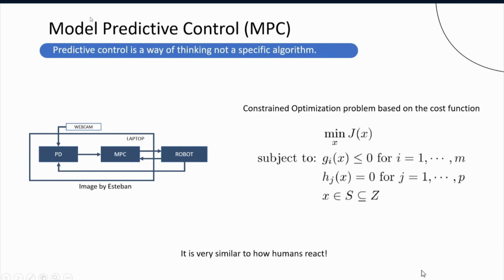From the name, it can predict the future. It is something like fortune telling, but it uses the model we have in order to predict how the plant will behave under the control actions we are feeding into the plant. And by this prediction, it can give a path that can avoid different obstacles and so on. So this is in principle how the model predictive control works.